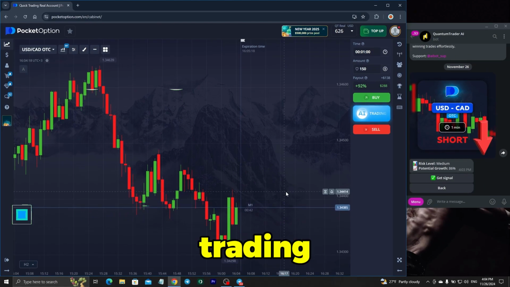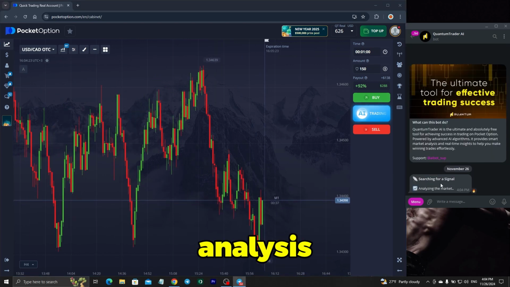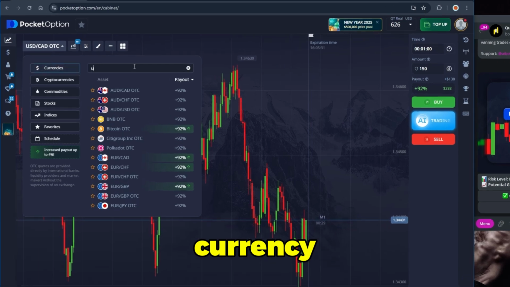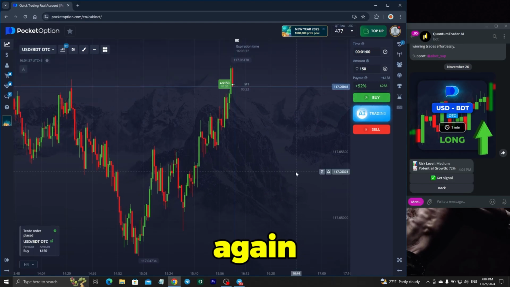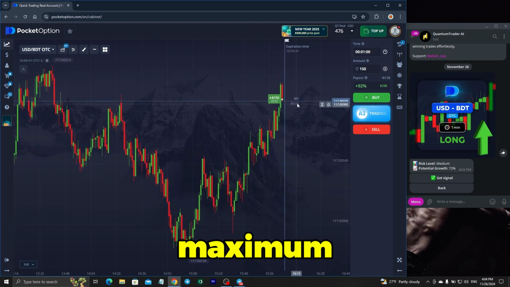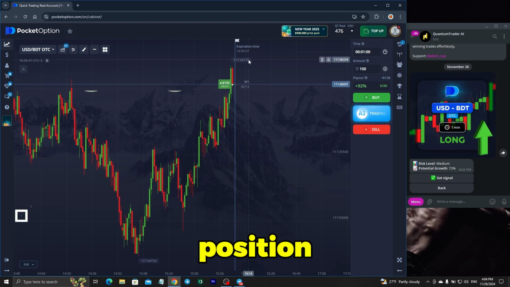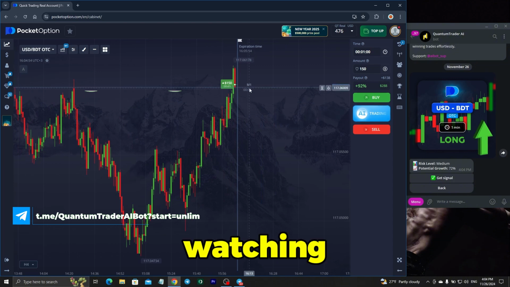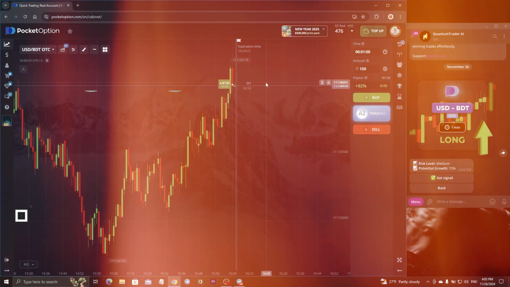We continue trading. We will select a new entry point, and we are waiting for the market analysis. Great. There is a new currency pair here, and here our position will open for an increase. The opening occurs again at the formation of a global maximum for this section of the movement. In my opinion, the conditions for opening a position are quite difficult, but we have already opened a deal. So we are watching its result about 35 seconds before completion.